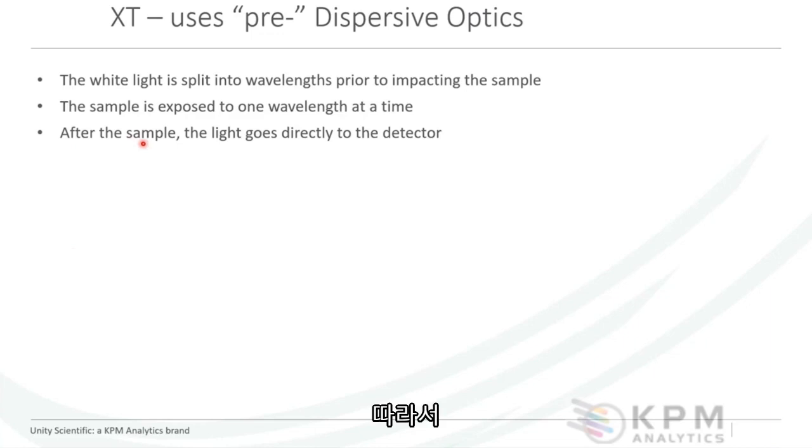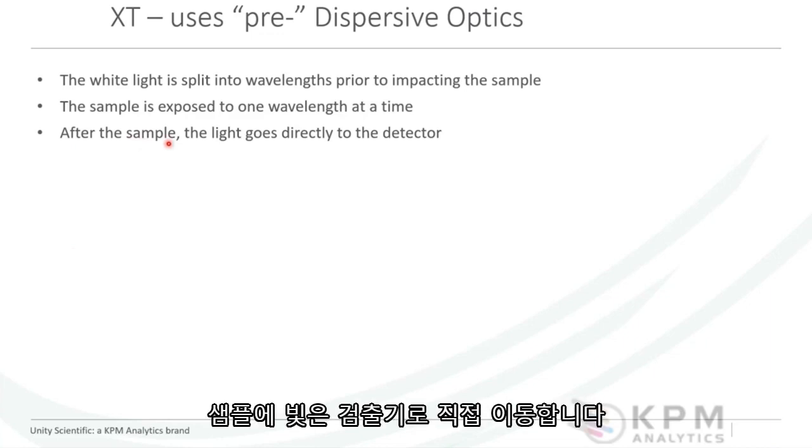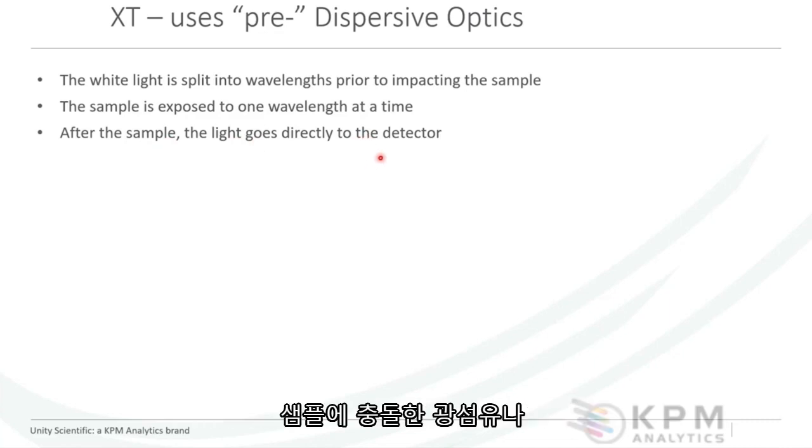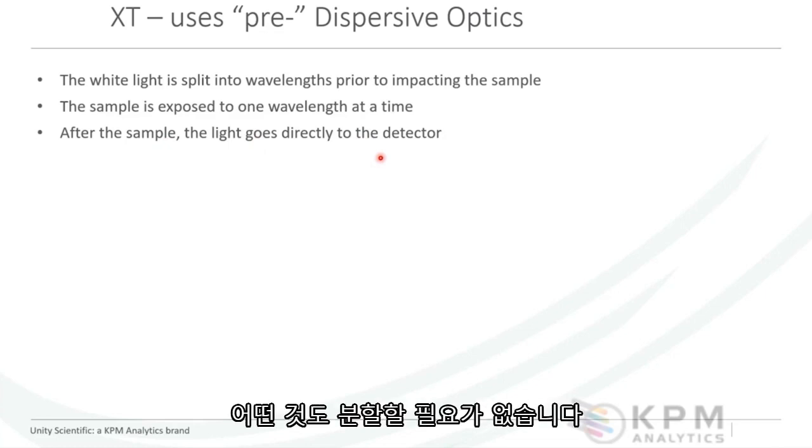After impinging on the sample, the light goes directly to the detector. This also makes for a very efficient design. We don't need to do any splitting, any fiber optics or anything after impinging on the sample. It's reflected directly into the detector.